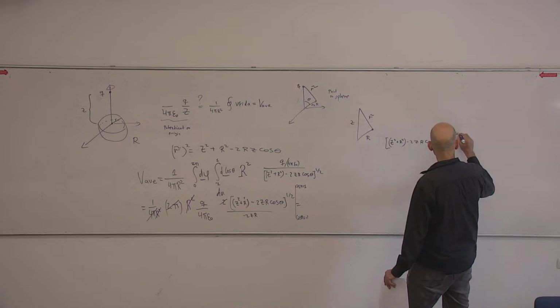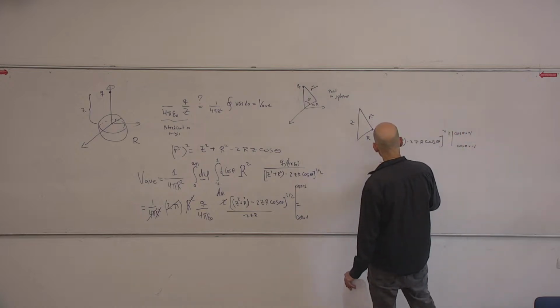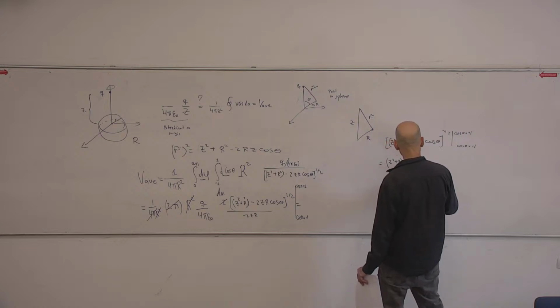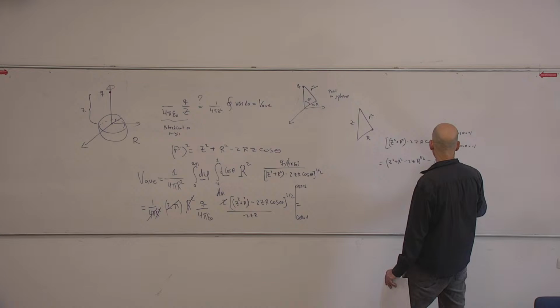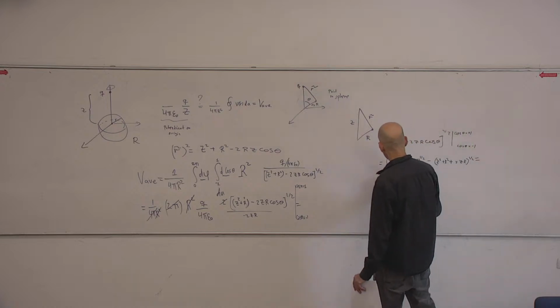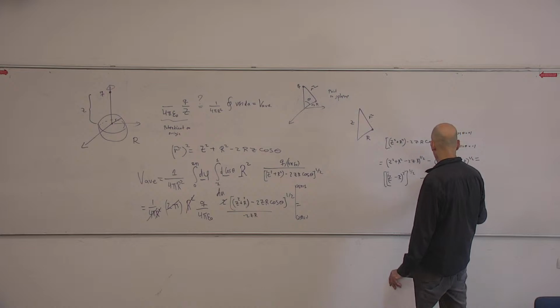So let us do this: cos θ equal to plus 1 and cos θ equal to minus 1. So this is equal to (z² + r² − 2zr)^(1/2) minus (z² + r² + 2zr)^(1/2). But what is this? This is (z − r)², all to the power half, minus (z + r)².